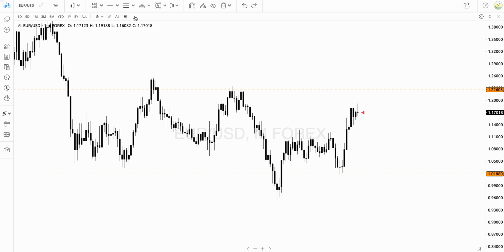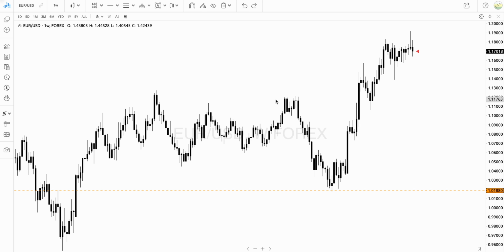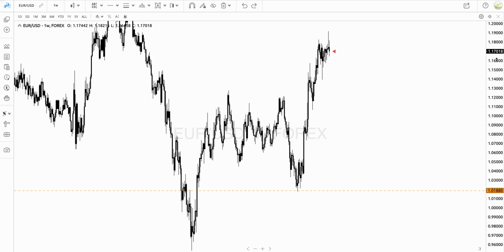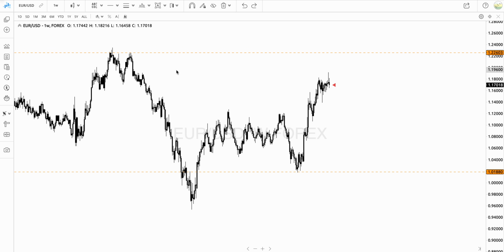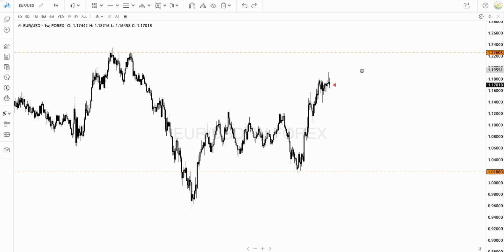Now that I'm done on the monthly, I'm going to go down to the weekly and do the same thing. I believe we already, let me see, because there's a way to cheat, but I don't want to cheat. The high is 1.19084. This one was 1.1918. So we can't count any of this. I've got to move on.